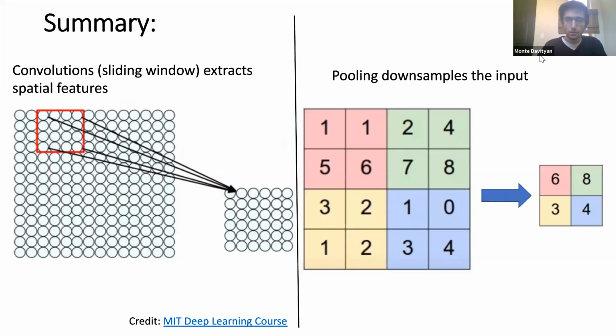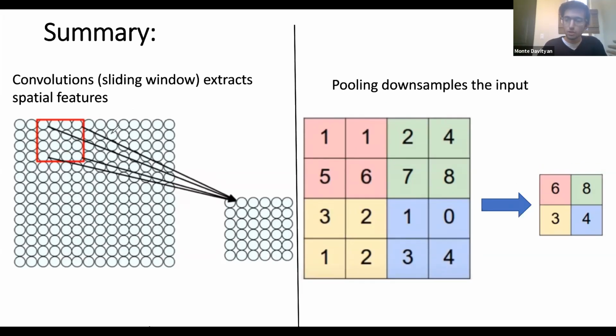And so in summary, we learned about the convolution, or the sliding window, which extracts spatial features. It starts at the top of the image, slides its way across, applying the weight matrix, and that gets the corresponding new image, because it's extracting relevant features by doing the convolutional operation. And we also talked about the max pooling operation or the average pooling operation, which downsamples the input, making the input a decreasing size.